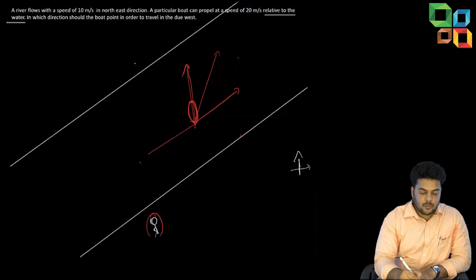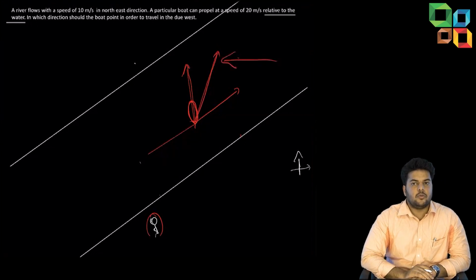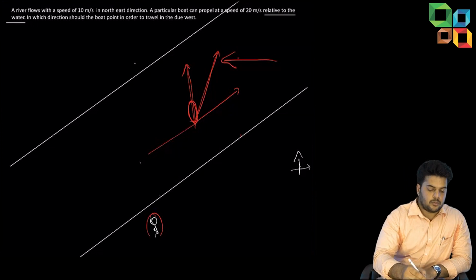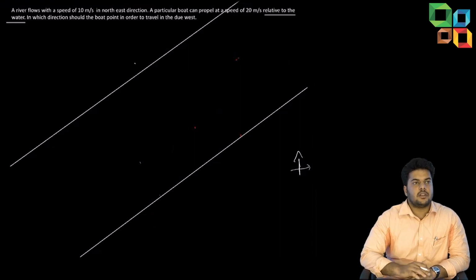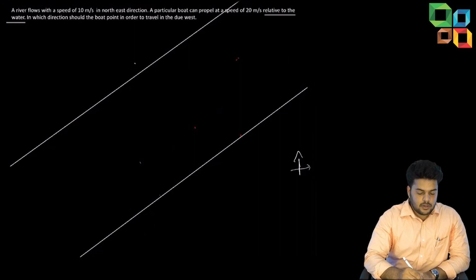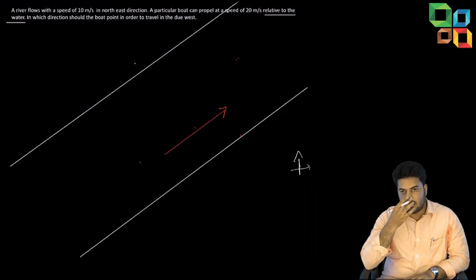Now we do not want this to happen. We do not want the boat to go that way, but we want the boat to go this way, towards the west. What should you do? Which way should you arrange your boat? You cannot change the direction of the river, mind you. The river is always in the northeast direction. So the river is always flowing like this. Somewhere along the southwest. Okay, that's a good answer.